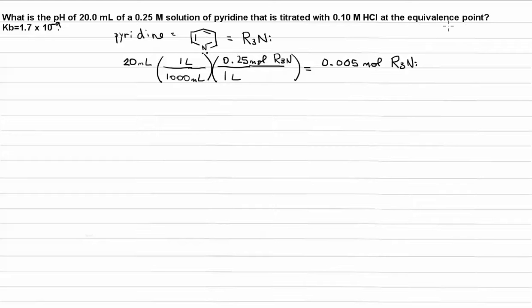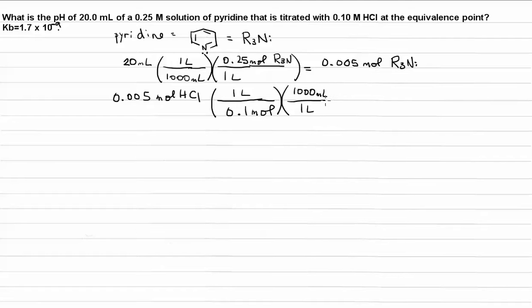Again, because we're at the equivalence point, that means that we have to have the same number of moles of hydrochloric acid. Let's determine how many milliliters that is. So we know that we need to have 0.005 moles of hydrochloric acid because we're at the equivalence point. Our molarity tells us that there's 0.1 moles in every liter of the HCl solution, and every 1 liter contains 1,000 milliliters. So that means in order to reach this equivalence point, we need 50 milliliters of the HCl solution. We will need that information in a little bit.